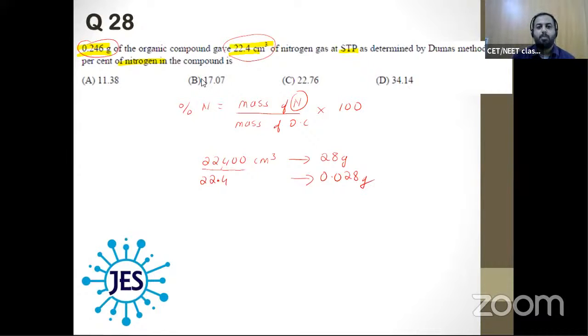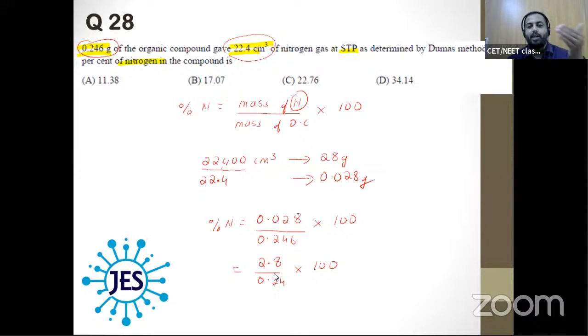Now replace that here. Percentage of nitrogen is equal to mass of nitrogen 0.028 divided by mass of organic compound 0.246 into 100. That's easy. Now this will be 2.8 divided by 0.24. Please observe 2.8 and 0.24: almost 10 times, because 0.24 into 10 is 2.4, which means 0.24 into a number slightly greater than 10 must be 2.8.